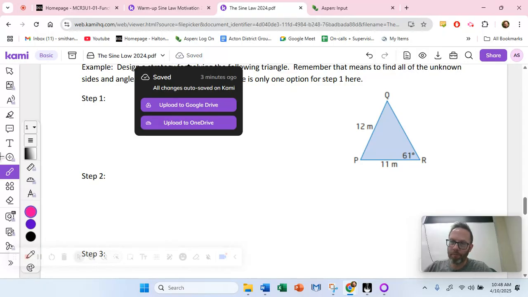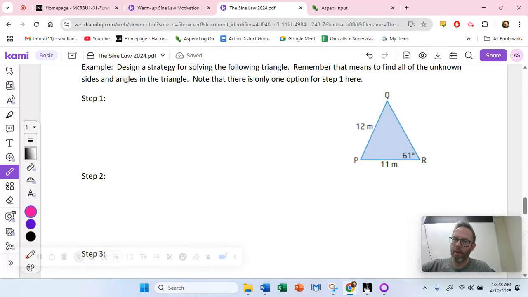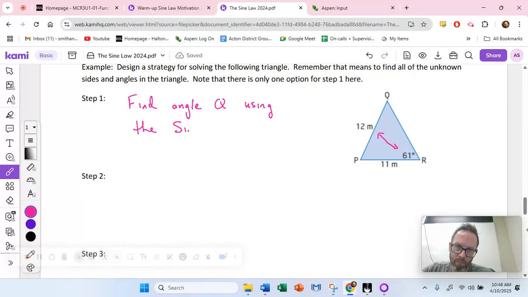All right, here I come. We have a side angle pair, which is good. It means we can use the sine law. The thing we have to find first, since we have side Q, 11 meters, we don't have a choice. Our only choice is to find angle Q using the sine law. Okay, that's the only choice. Step 1, angle Q.